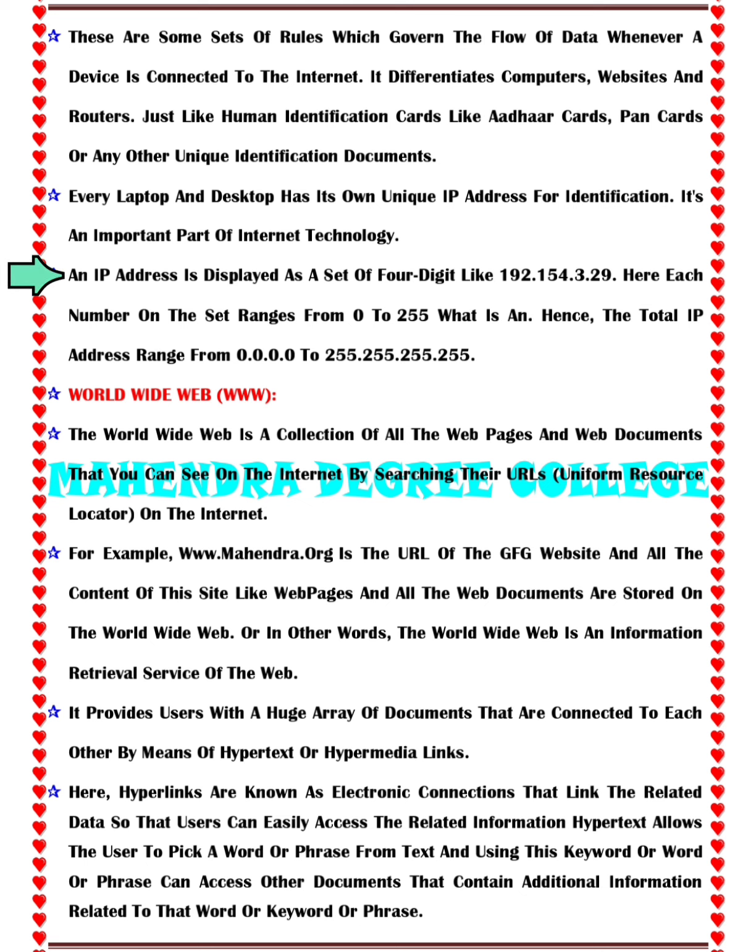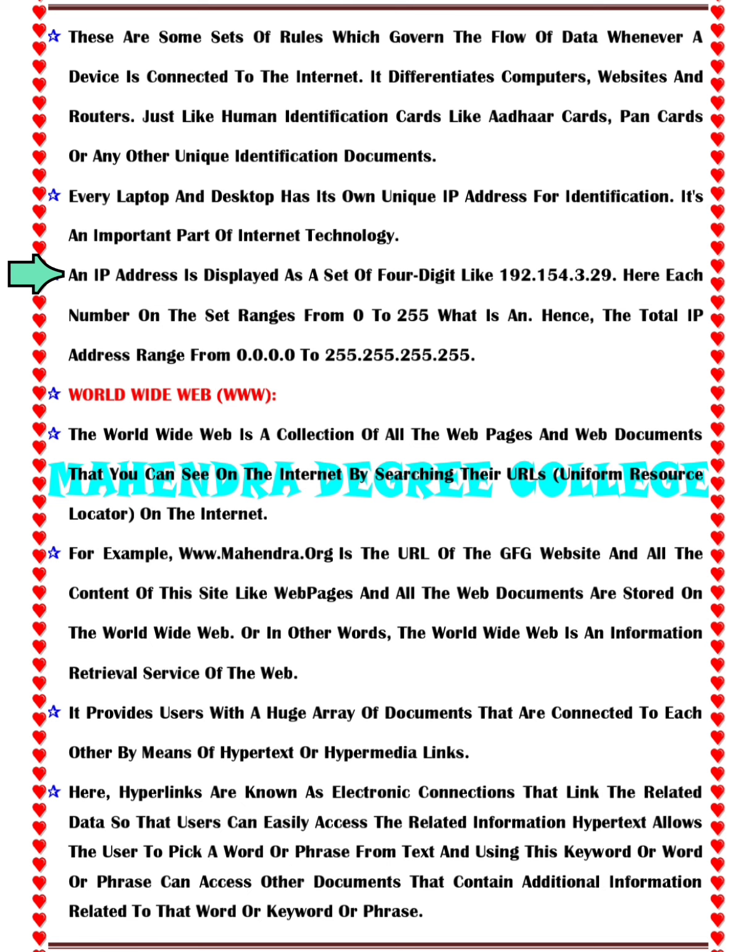An IP address is displayed as a set of four digit numbers. It means an IPv4 address is written as four numbers separated by dots. Example: 192.154.3.29. This format is called dotted decimal notation.